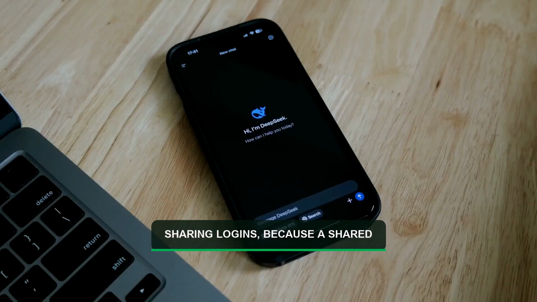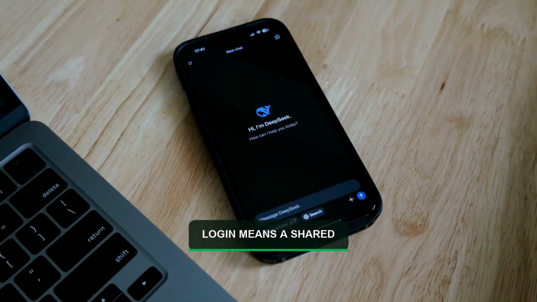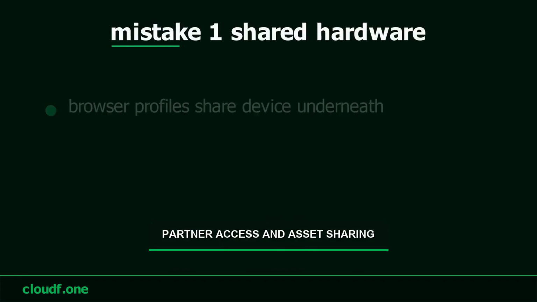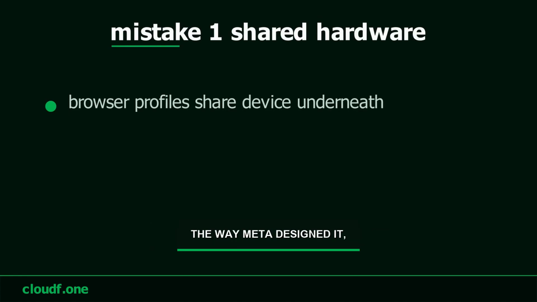Add team members with the right roles instead of just sharing logins, because a shared login means a shared device and a shared IP touching that account, which is the cluster problem again. Use partner access and asset sharing the way Meta designed it, rather than passing passwords around.